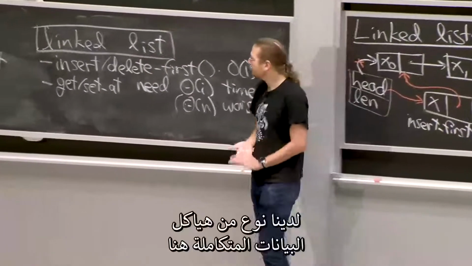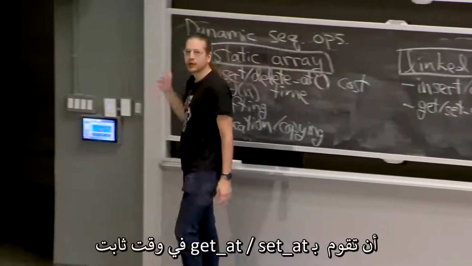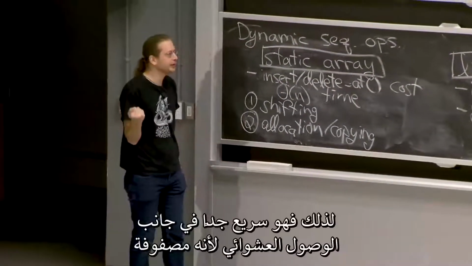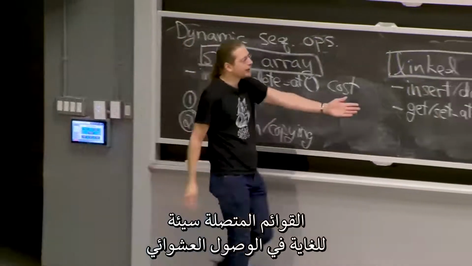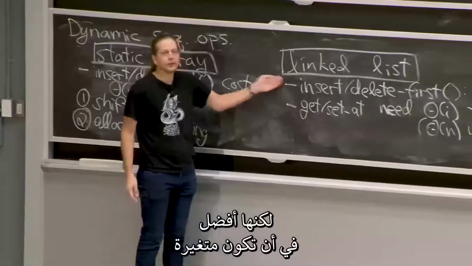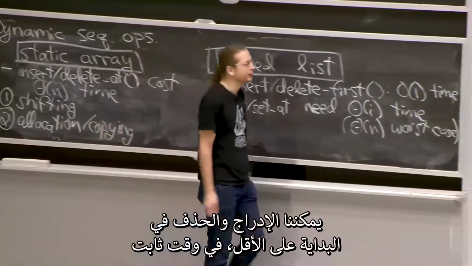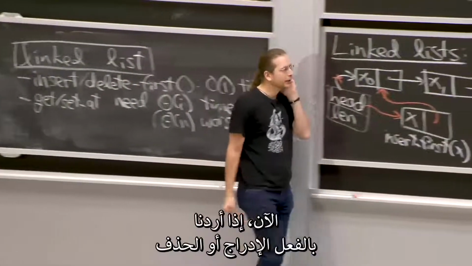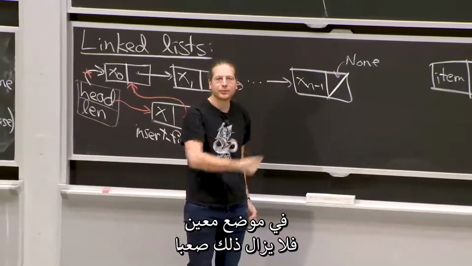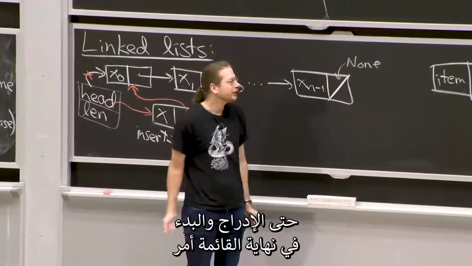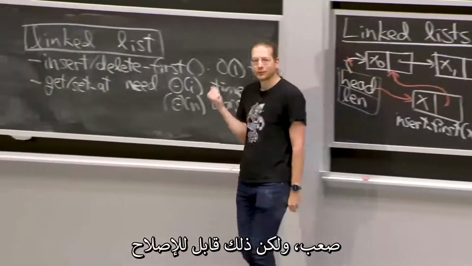Okay, so we have sort of complementary data structures here. On the one hand, a static array can do constant time get at, set at. So it's very fast at the random access aspect because it's an array. Linked lists are very bad at random access, but they're better at being dynamic. We can insert and delete at the beginning, at least, in constant time. Now, if we want to actually insert and delete at a particular position, that's still hard because we have to walk to that position. Even inserting and deleting at the end of the list is hard, although that's fixable.